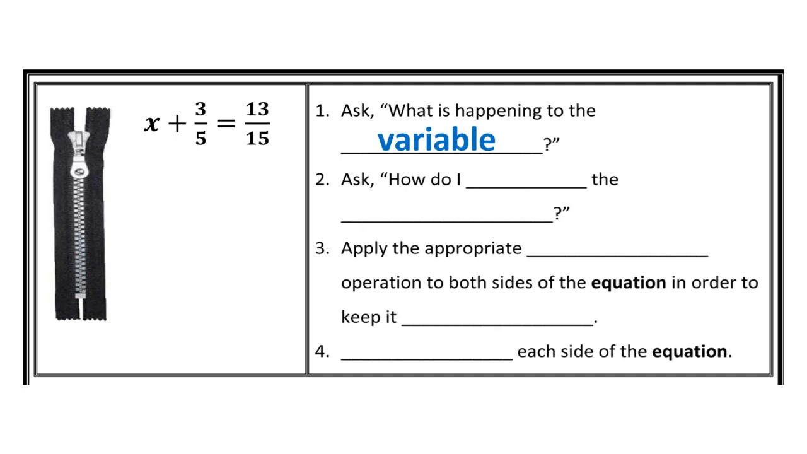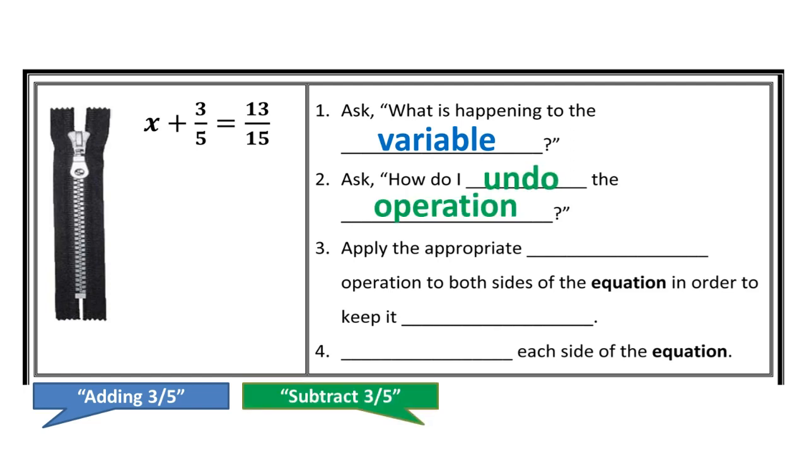What's happening to my variable? I have x plus 3/5 equals 13 over 15. Sometimes it's as easy as reading the equation. X plus 3 over 5. So I'm adding 3/5. How do I undo the operation? I would subtract 3/5 from both sides.